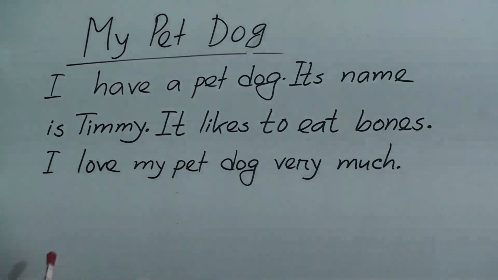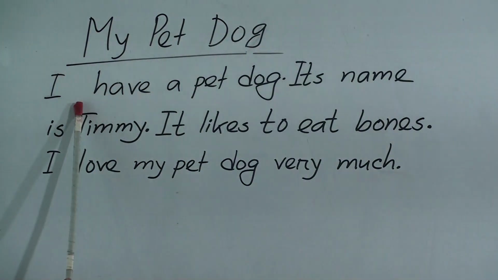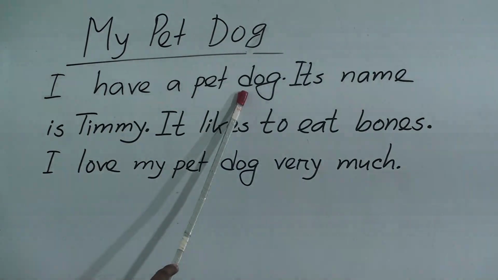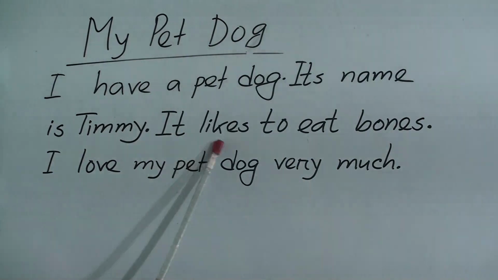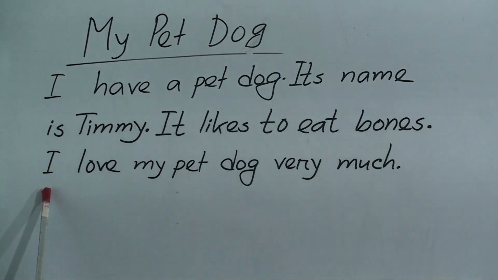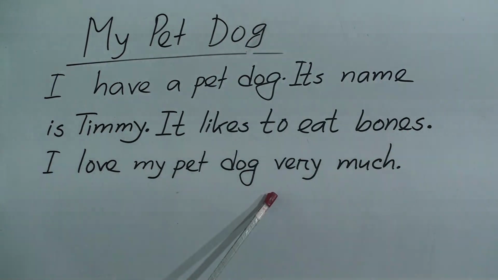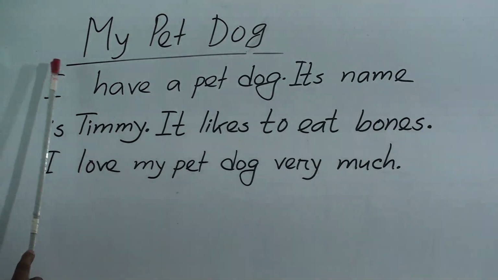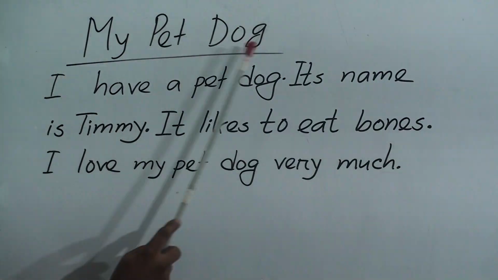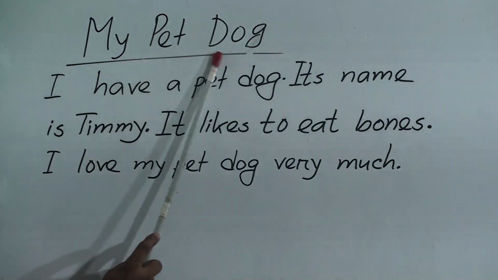Let's read again. Paragraph, My Pet Dog. I have a pet dog. Its name is Timmy. It likes to eat bones. I love my pet dog very much. I'm reading for the last time. My Pet Dog. Title will be M capital, P capital, D capital.